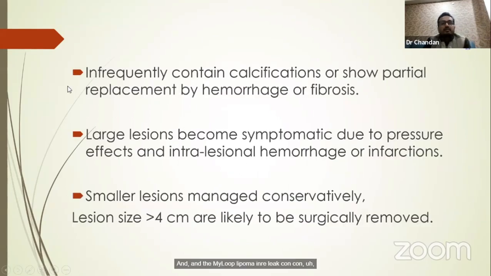Myelolipoma infrequently contains calcification or shows partial replacement by hemorrhage or fibrosis. Larger lesions become symptomatic due to pressure effect, and intralesional hemorrhage or infarction. Smaller lesions are managed conservatively, and larger lesions greater than 4 centimeters are likely to be surgically removed. It is also important to know which lesion should be followed up or managed conservatively, and which should be removed surgically. This is important, so please remember it.